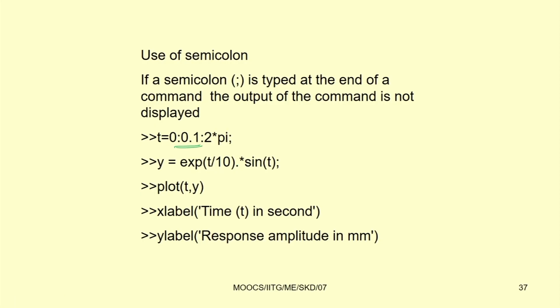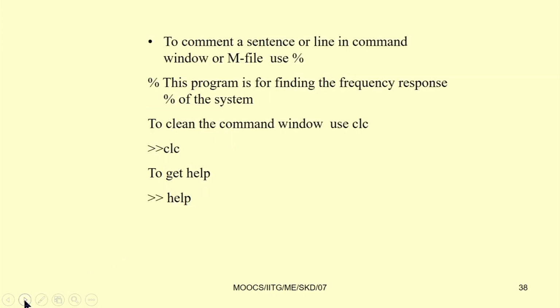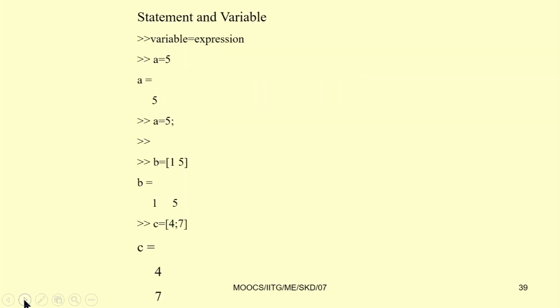When you do not want it to be displayed, you put a semicolon; otherwise, if you want it to be displayed, you may not put that semicolon. If your program is very small, you can write it in the command window, but if you want to keep the program and execute it again and again, then you can write it in a script file.